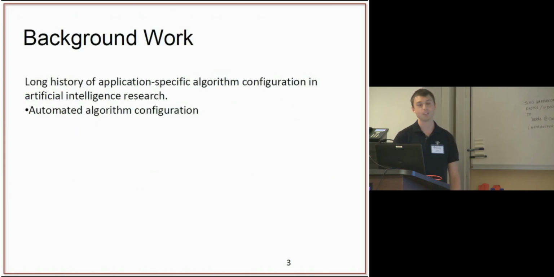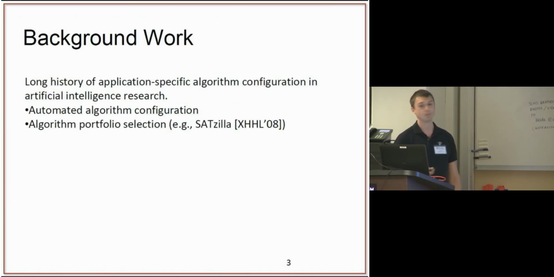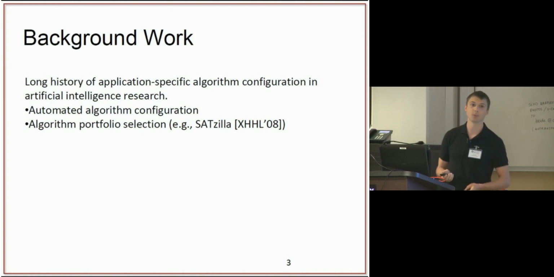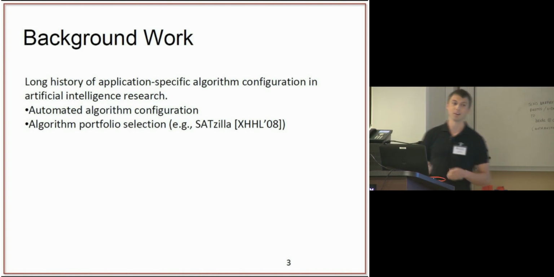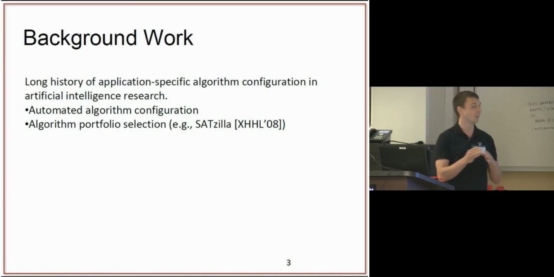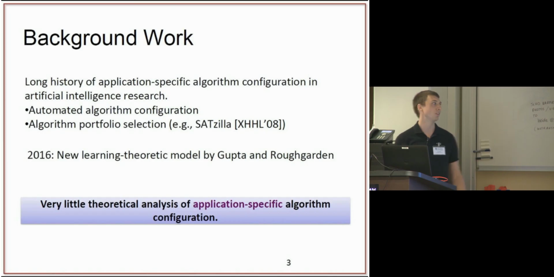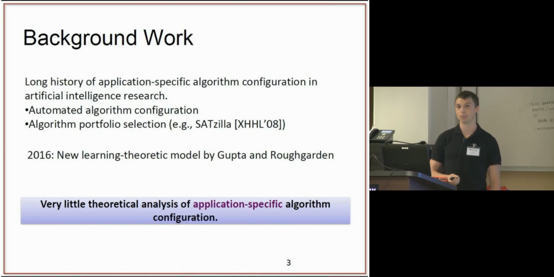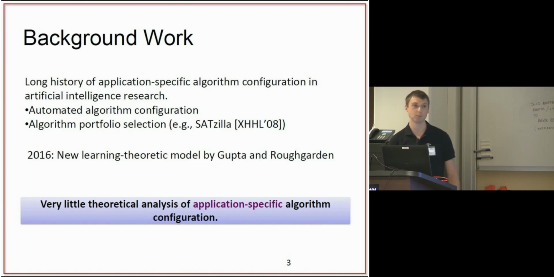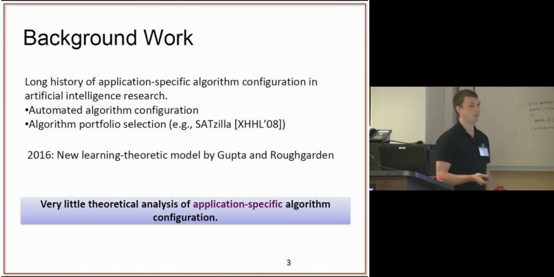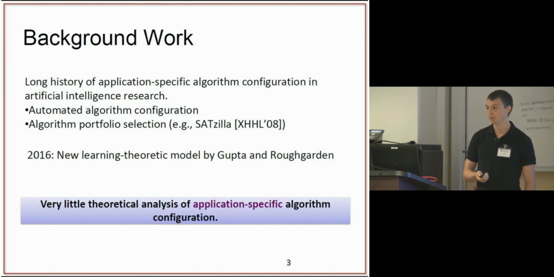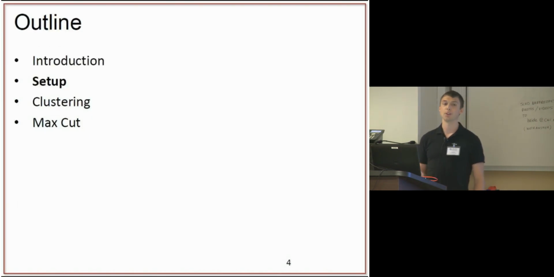Actually, there's a lot of work on this in practice. There's the famous SATzilla algorithm, which won a bunch of SAT contests by piecing together seven state-of-the-art SAT algorithms. When a new instance came in, it just figured out which SAT algorithm to run. And it won a bunch of awards in SAT competitions. But very little theoretical analysis is known for this problem until very recently. There's a nice paper by Gupta and Roughgarden, which came up with a cool framework for studying this problem theoretically. So now I'm going to explain that framework, and then I'll get to my results.